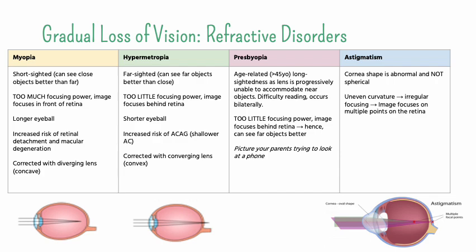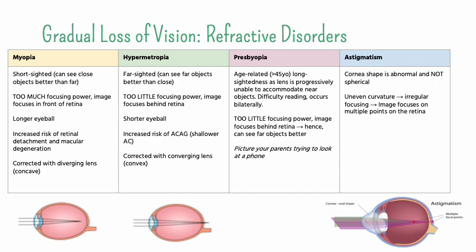Hypermetropia is farsightedness, in which you can see far objects better than close objects. There is usually a shorter eyeball, and as a result, there's too little focusing power, in which the image focuses behind the retina. This increases the risk of acute angle closure glaucoma, and it's corrected with converging lenses. Presbyopia is age-related, so those greater than 40, long-sightedness, as the lens is progressively unable to accommodate near objects. Similarly to hypermetropia, there is too little focusing power.